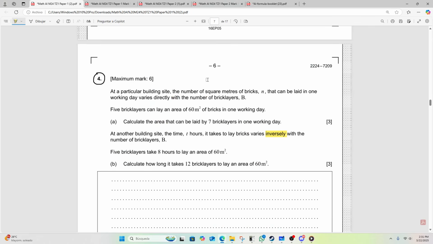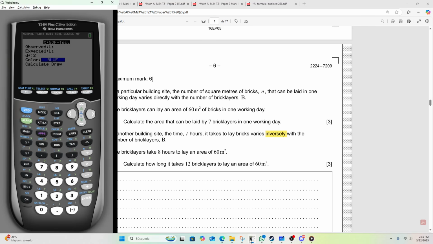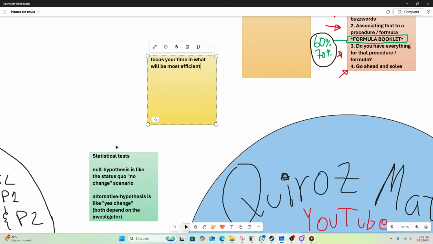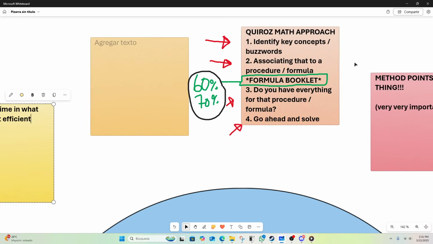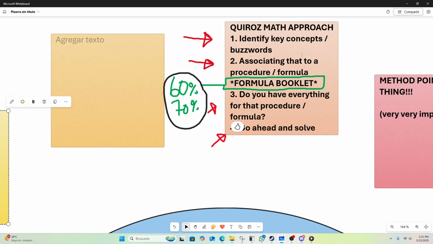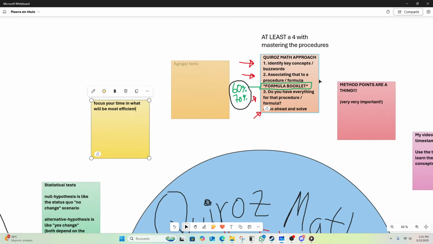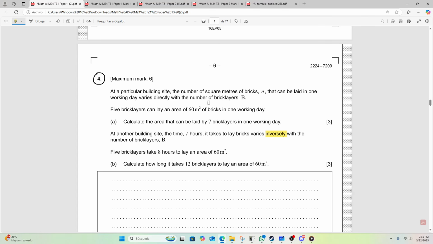Maybe it's not worth learning number 4 because it has a lot to do with math intuition. It's awfully specific. It's nothing in the formula booklet. It's nothing in the calculator either, by the way. See? What I suggest is focus your time on what will be most efficient, which is the formula booklet and the calculator exercises. Number 4 has nothing of that. It's just mathy math. You can either do it or you don't. I really can't say anything else.